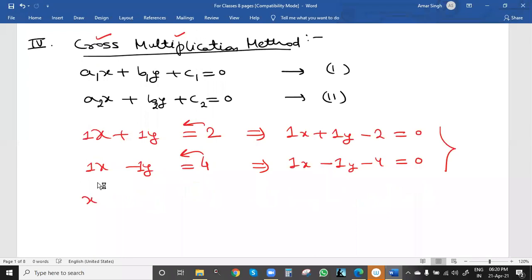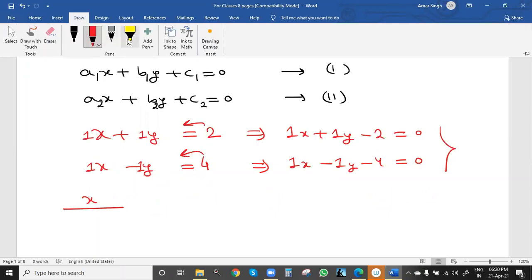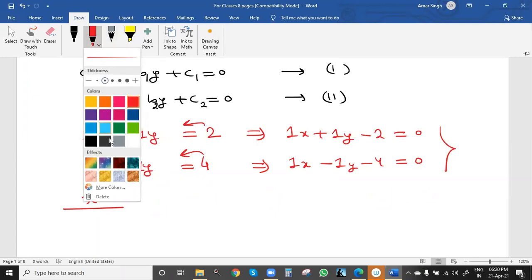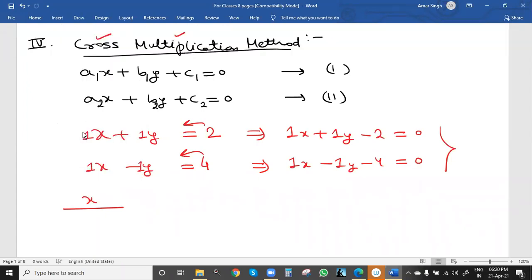So how is the process? x we will write first, as it is, because we have to find the value of x, and then we'll take these four values. The x column we have taken, so we can ignore it, and we'll take these values. The remaining portion we focus on for x. We are finding x, so we write x, draw one line, and focus on this part.